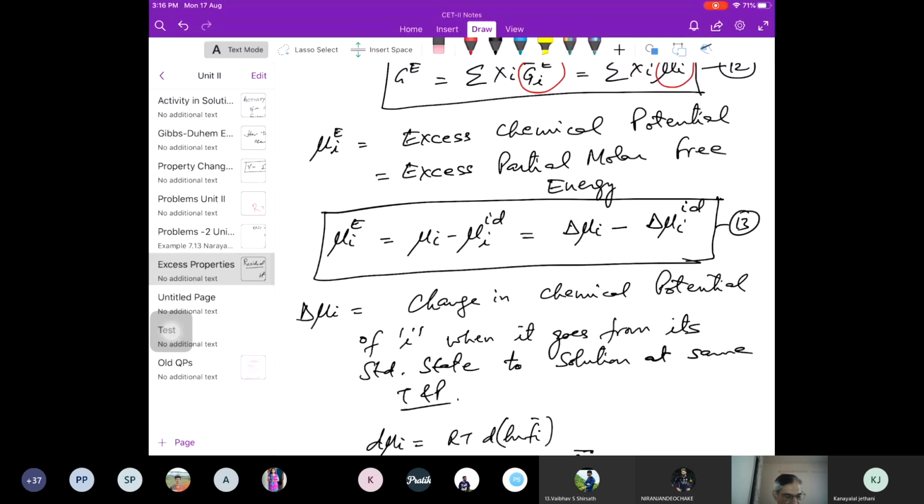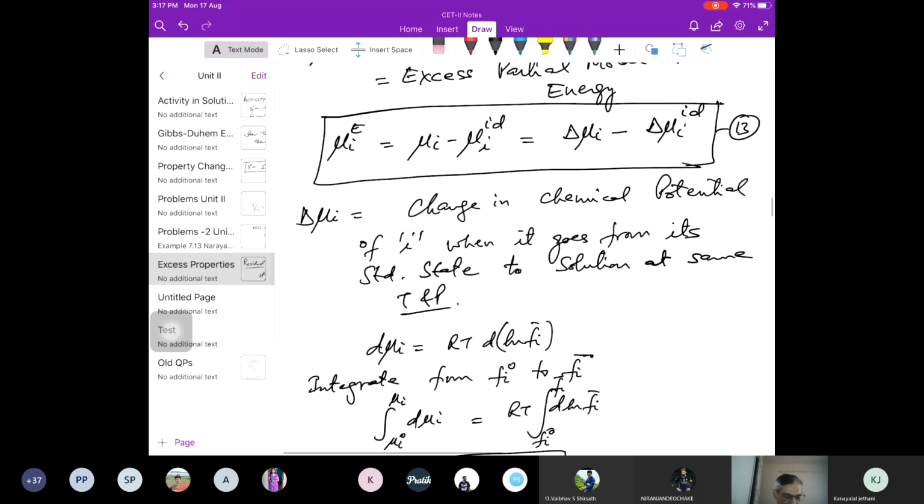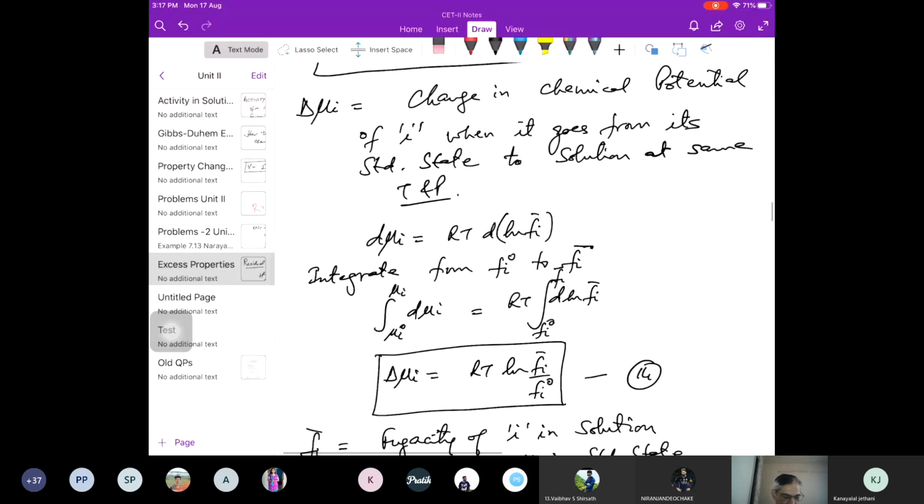So mu I E is the excess partial molar free energy for component I. Right? And we have defined d mu I is equal to RT d ln Fi bar. So if we integrate from Fi0 to Fi bar, what we get is delta mu I, or d mu I from mu I 0, the standard state, to mu I, is equal to RT d ln Fi bar from the standard state Fi0 to Fi bar. And this will give us delta mu I is equal to RT ln Fi bar by Fi0. This we have seen before.